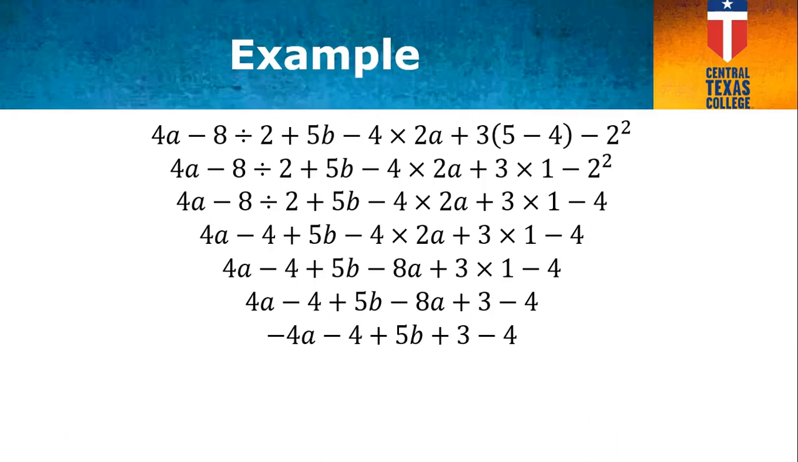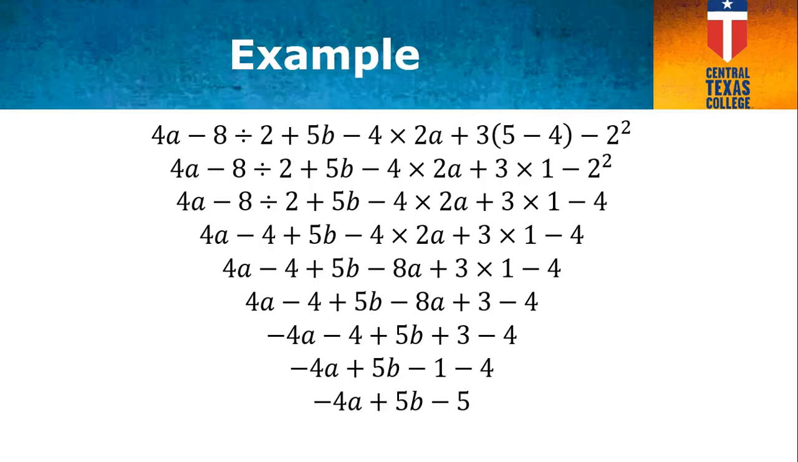So left to right, nothing else can be done with that 4a because there's no more like terms. Left to right, so we have negative 4. Negative 4 can't be combined with 5b, but negative 4 plus 3. Negative 4 plus 3 is negative 1. So this negative 4a came down, the 5b, and I rewrote it as negative 1. Negative 4 came down. This negative 4a plus 5b, there are no more like terms, so I just leave those alone. And then I have negative 1 minus 4, and that gives me negative 5.